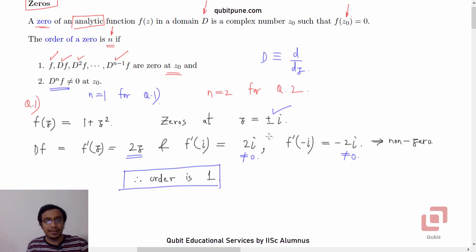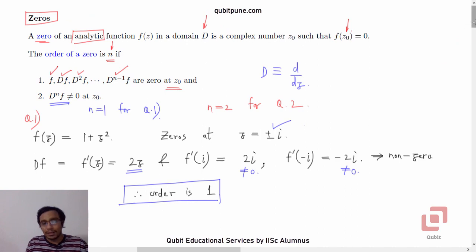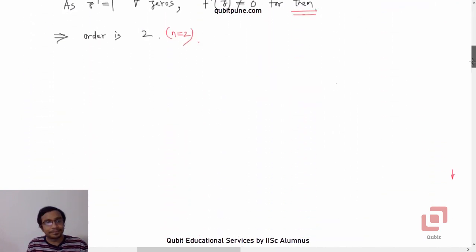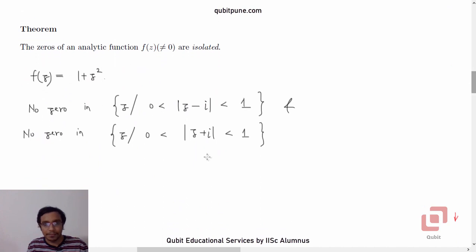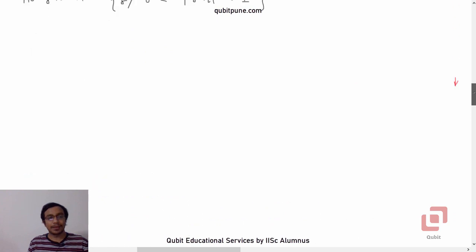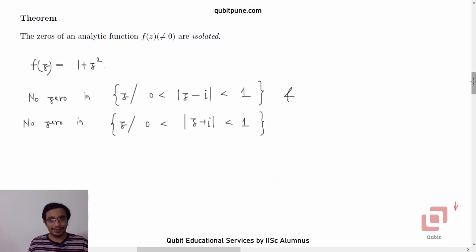So you may get a question in the examination asking you to compute the order of the zeros. Okay, fine. Now we are going to see two theorems. One is an analogous theorem to the isolated singularities, and the other one is the one which connects the zeros and the singularities.